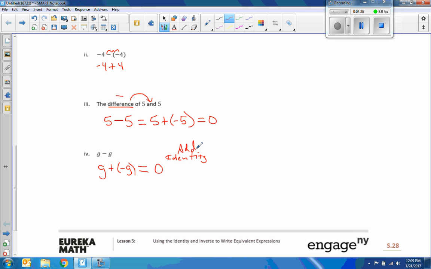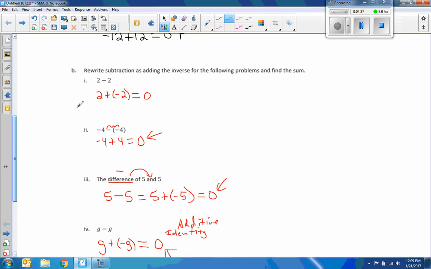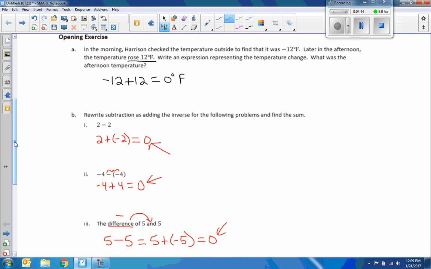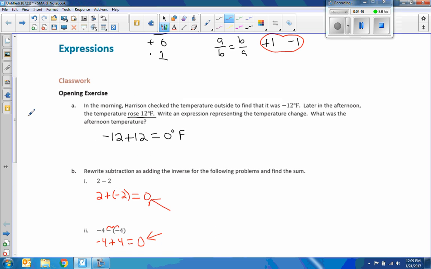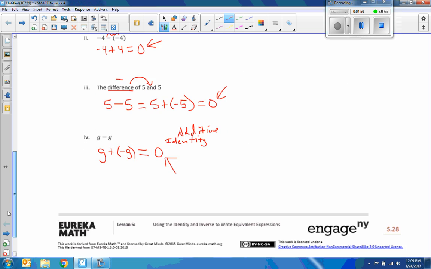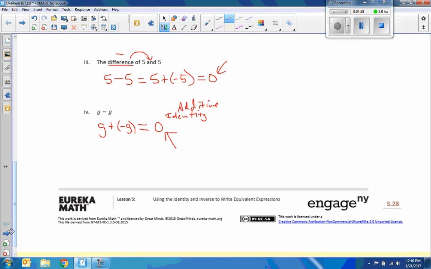And let me add this. The additive identity is 0. This equals 0. That's the additive identity. Move up here. Look what we got. 0. That's our additive identity. So up here it was saying, a little bit higher, writing equivalent expressions using the additive inverse gives us the identity.